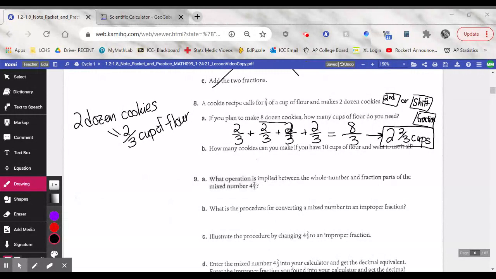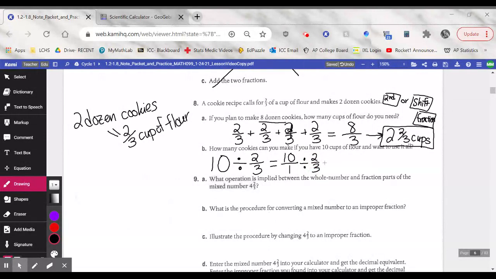For part B, how many cookies can you make if you have 10 cups of flour and want to use it all? So if you have a total of 10 cups and it's being divided into portions that are each 2/3, you're going to take 10 divided by 2/3. This 10 can be written as a fraction by just putting it over 1. So any whole number can turn into a fraction by just putting it over 1.